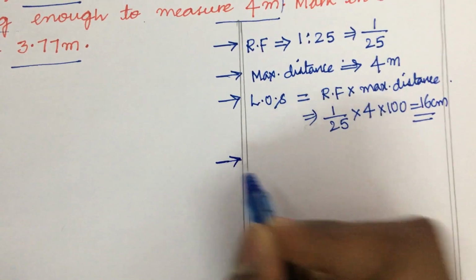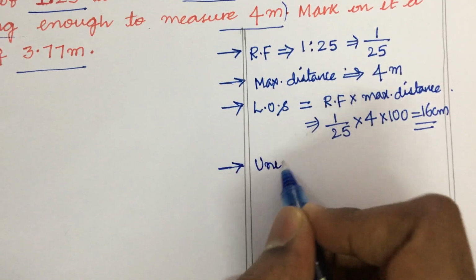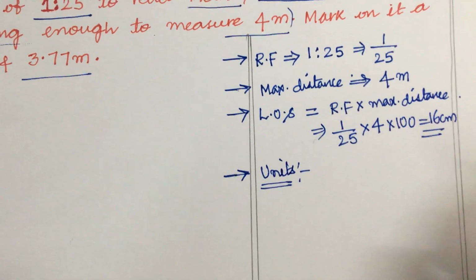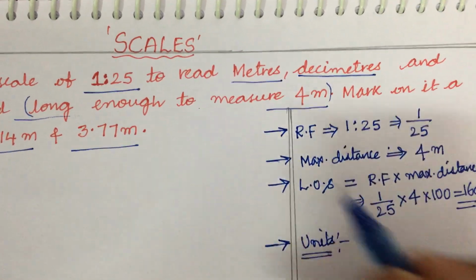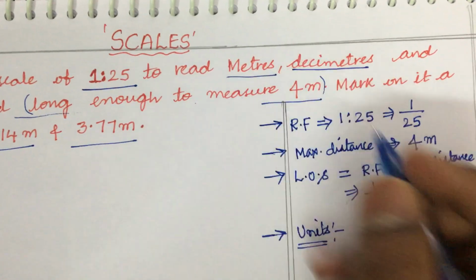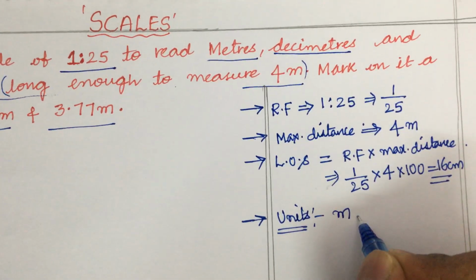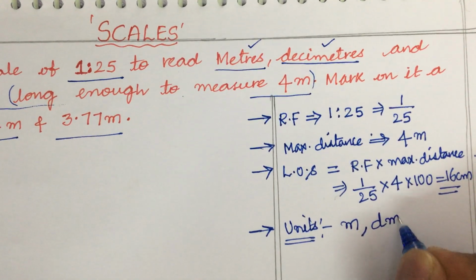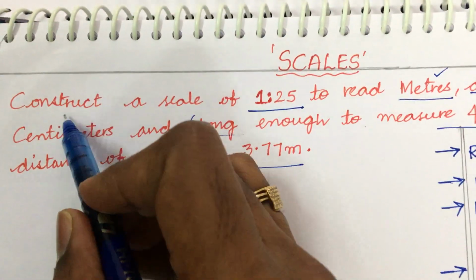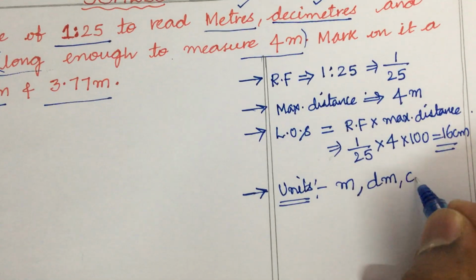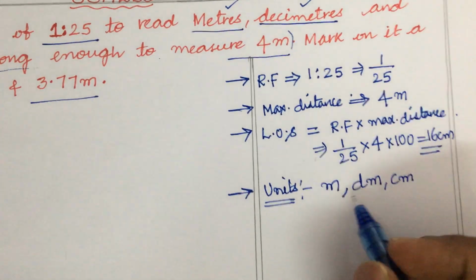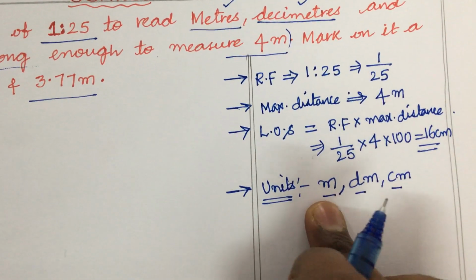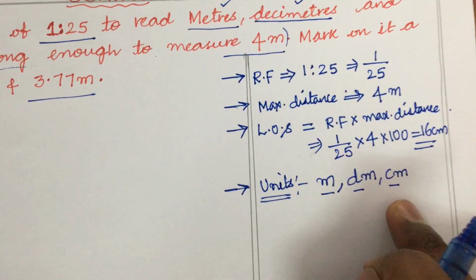Later, I told you to work out what units are given in the problem in order to decide whether the scale is plane or diagonal. If you look at the units, it can read meters, which I represent with small m, and a decimeter, represented with small dm, and a centimeter, that is small cm. So if you look here, dear students, these three are different units: a meter, a decimeter and a centimeter.